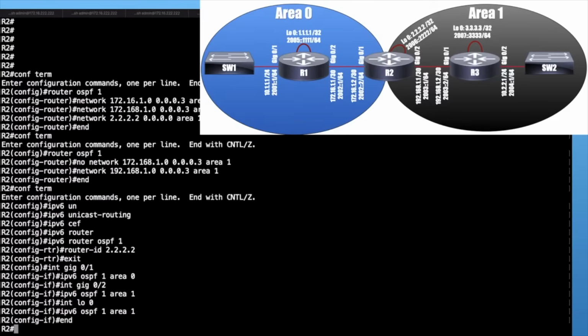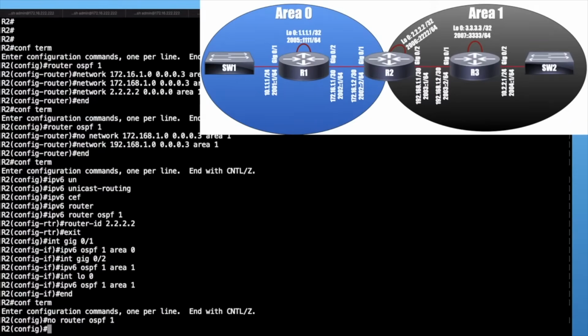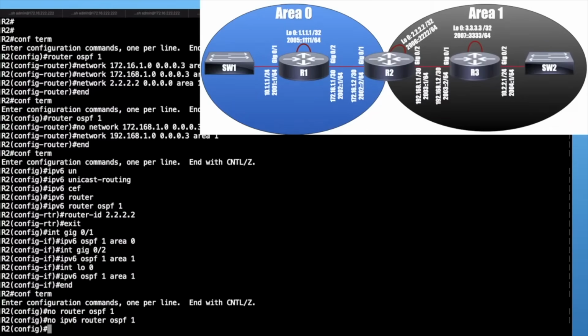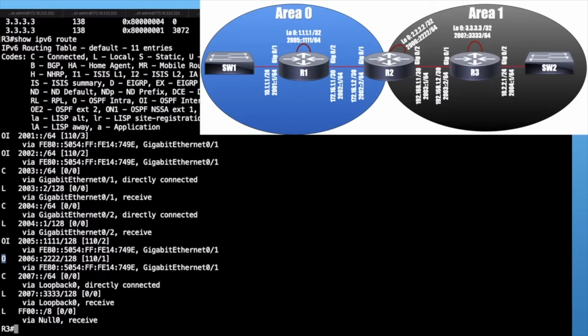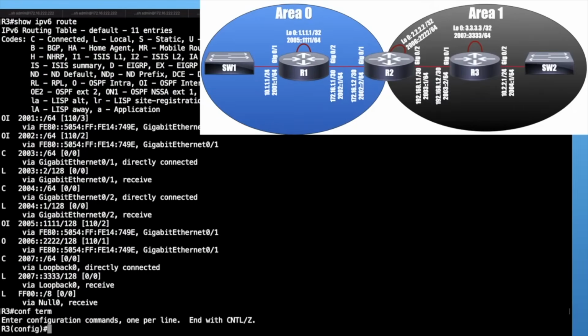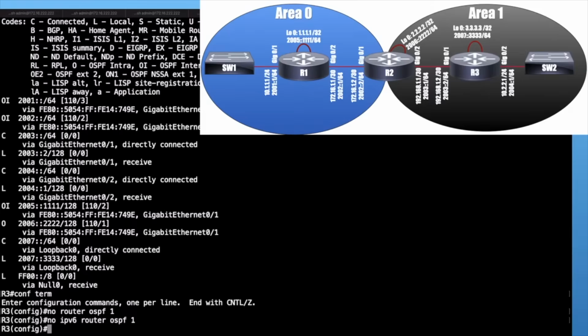Let's do it for R2. I'll say no router OSPF 1. No IPv6 router OSPF 1. And we're done there. One more to go. We'll say no router OSPF 1, and no IPv6 router OSPF 1. All right, by the way, we would still have to go in and turn on unicast routing. That's just to enable IPv6 routing, period. But we've already done that. We won't get rid of that.